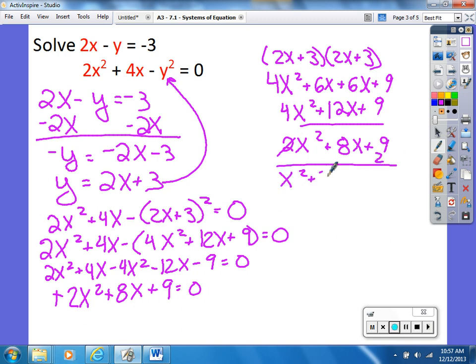X squared plus 8x plus 18. X plus, x plus. 2 and 9. Nope. 3 and 6. Nope. 4. 4 going to 18. Nope. 5. 6. Oh. Oh no. Does it work? No. So all my trying with that doesn't work. So what do I have to do?